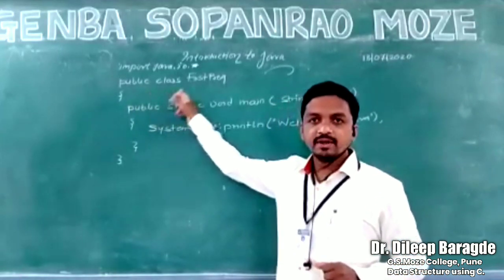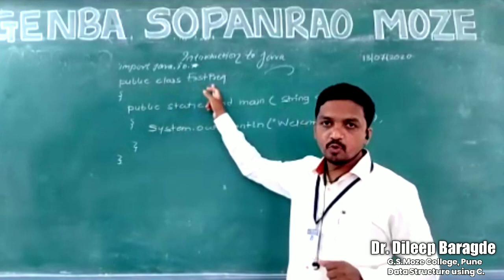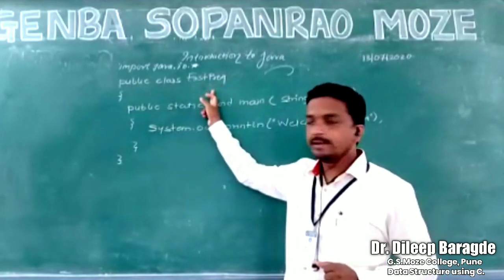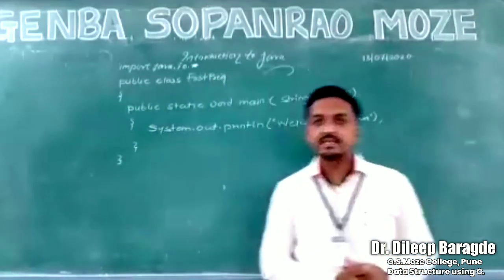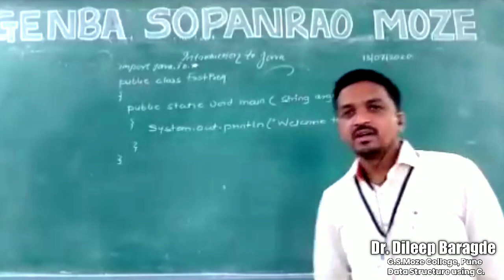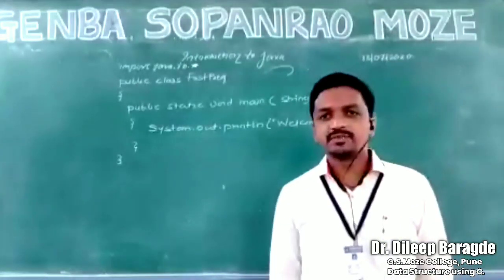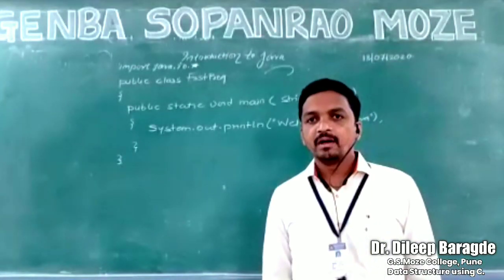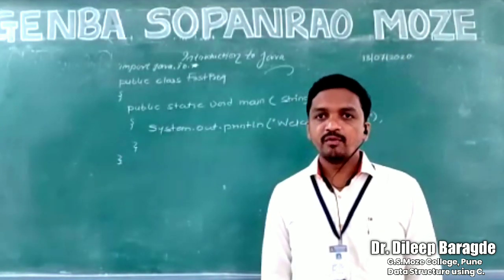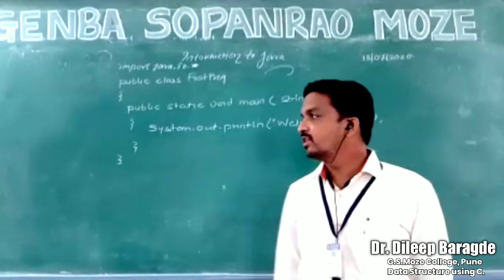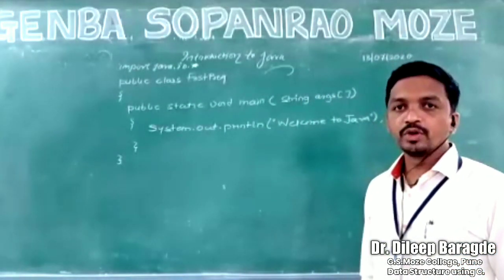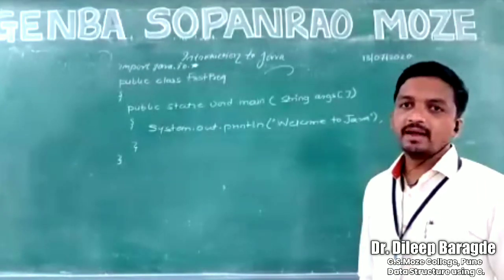Class keyword, then class name, first proc. So this was the first line. Then opening braces, public. Now the syntax for the main function. Up to yet in C or C++, we have seen only void main. आपण फक्त काय बघितलं होतं, void main पाहिलं होतं. But here we have to write down additional keywords, that is public and static.